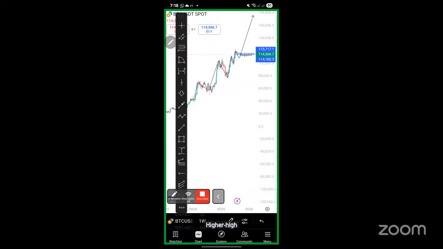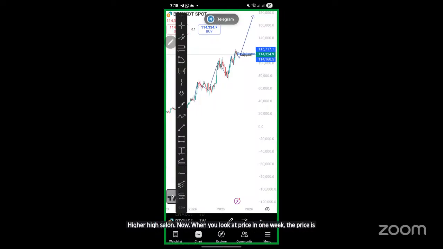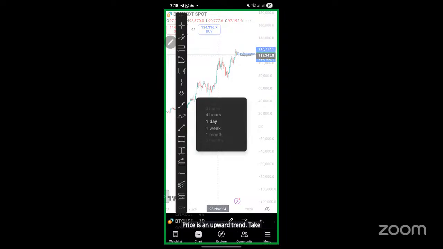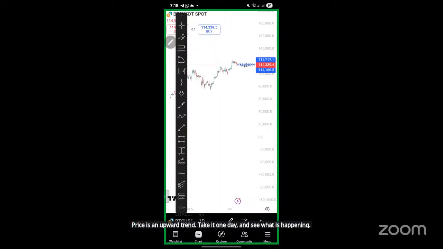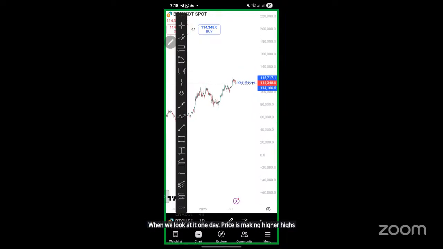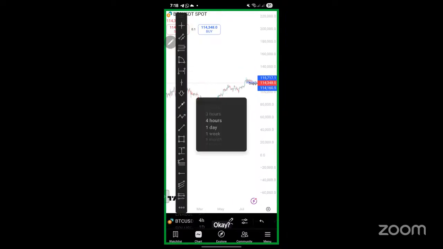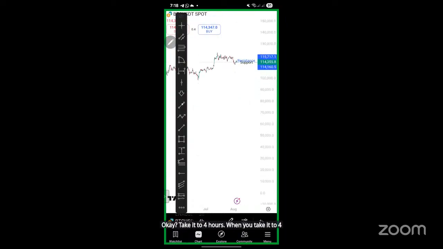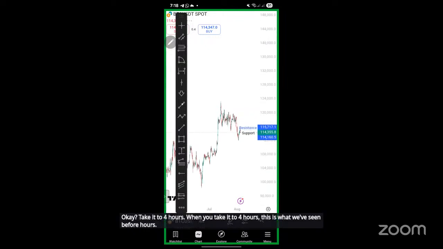Now, when you look at price in 1 week, the price is on an upward trend. Simple. Price is on an upward trend. Take it to 1 day and see what is happening. When you look at it in 1 day, price is making higher highs and higher lows. Okay? Take it to 4 hours. When you take it to 4 hours, this is what we see in the 4-hour time frame.